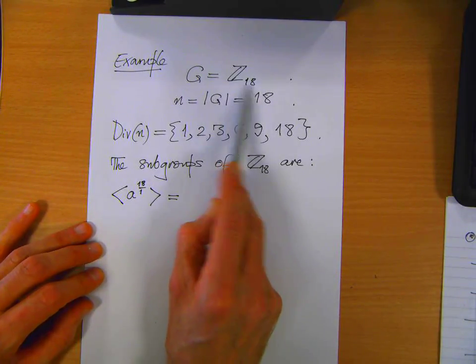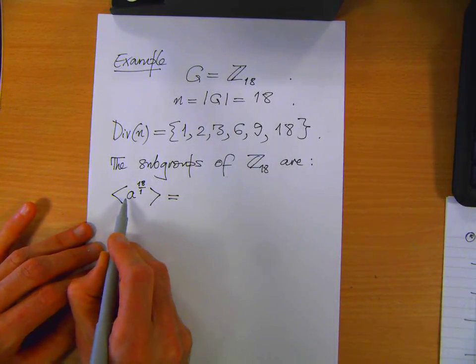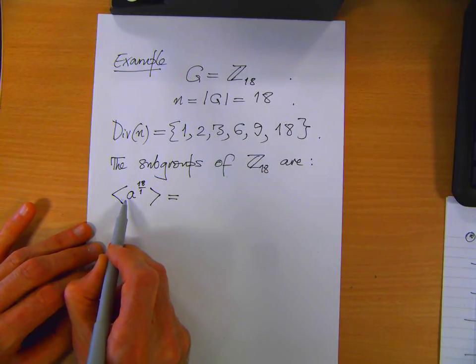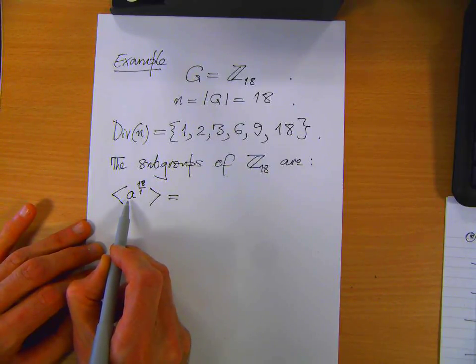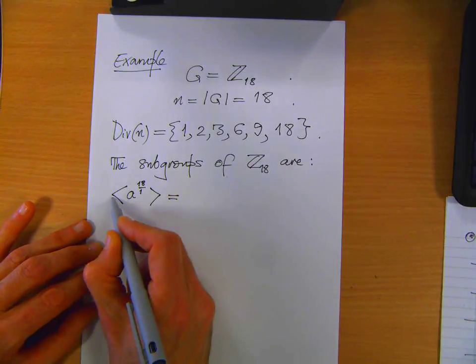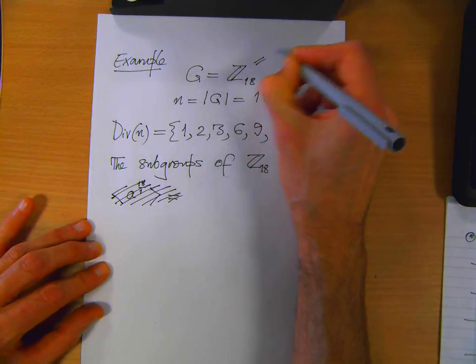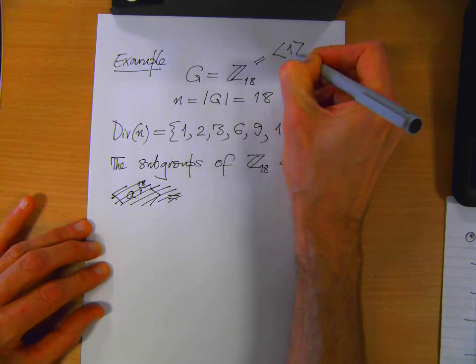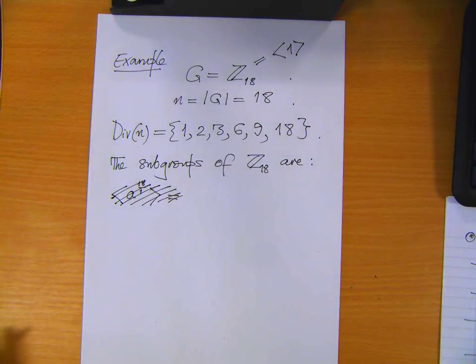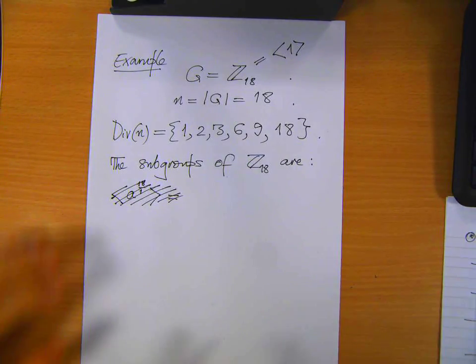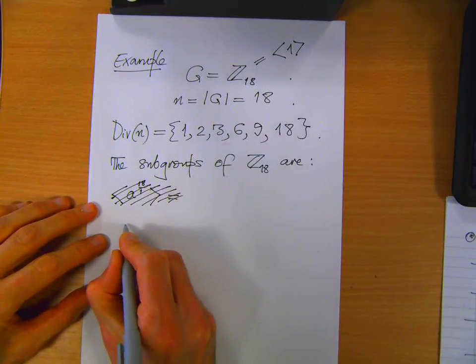I'm now reverted to Z18, so perhaps I should revert to the additive notation here. Sorry, I'll just cross that out. Z18 I'm thinking about as generated by 1, in the sense that every element of Z18 is 1 plus 1 plus 1 as many times as I need. I'm now using additive notation.